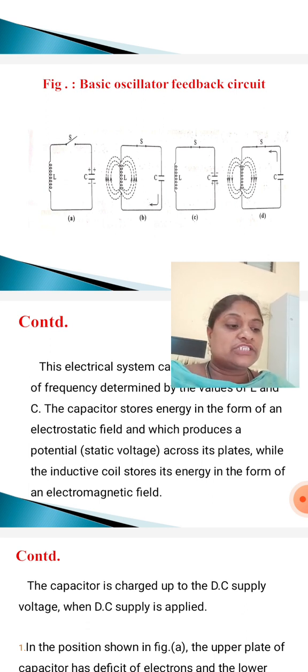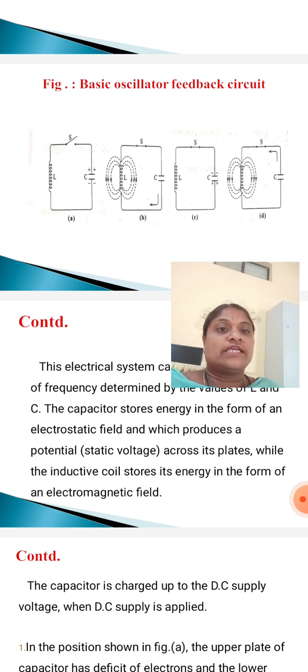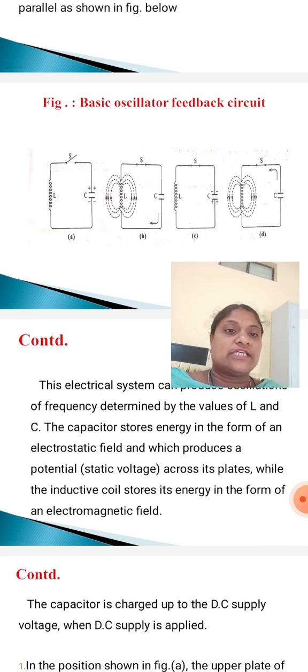Capacitor now begins to discharge. Current is now flowing in the opposite direction, as shown in figure D. Figure D shows the capacitor fully discharged. Capacitor fully discharged, maximum current flowing.